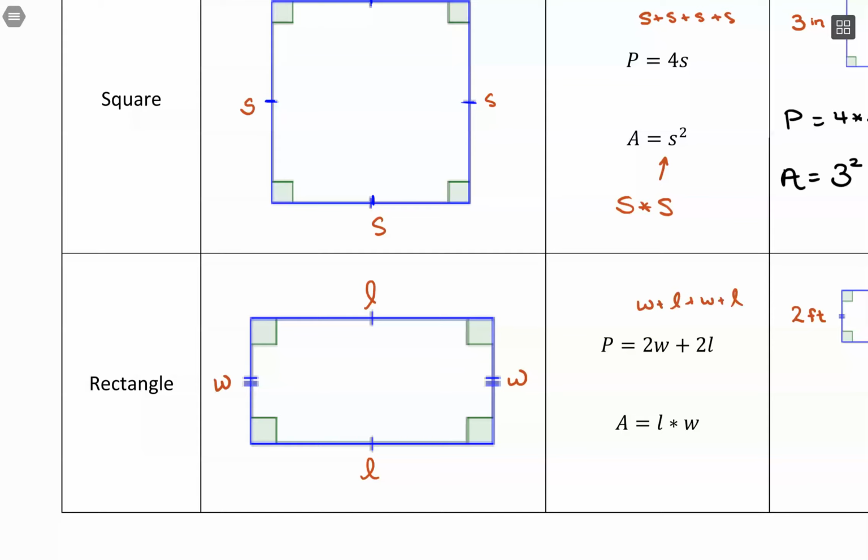Or for a shortened form, 2 times W plus 2 times L also works great. And then for area, like up above here where we took side length times side length, similar idea, it's just now we have 2 different measurements, so you take the width times the length.